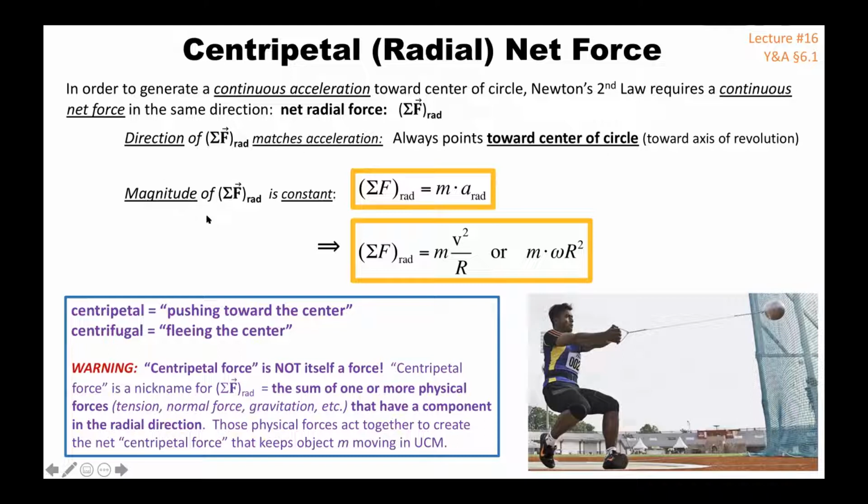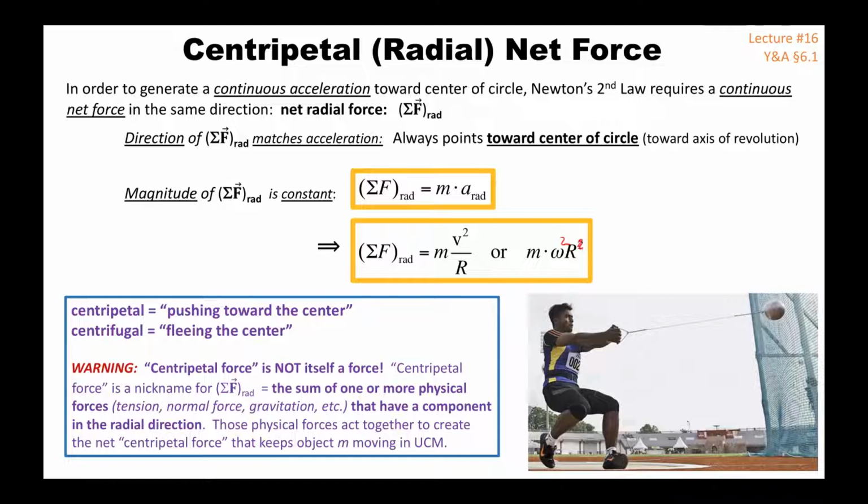We know that the magnitude of the acceleration is constant, so therefore the magnitude of the net force must also be constant and just equal to the object's mass times that constant acceleration. So here is that constant acceleration, again over here. And unfortunately, again, there's a typo, omega squared times r.